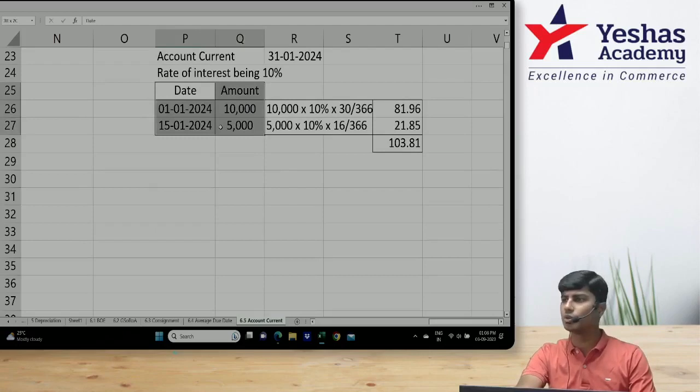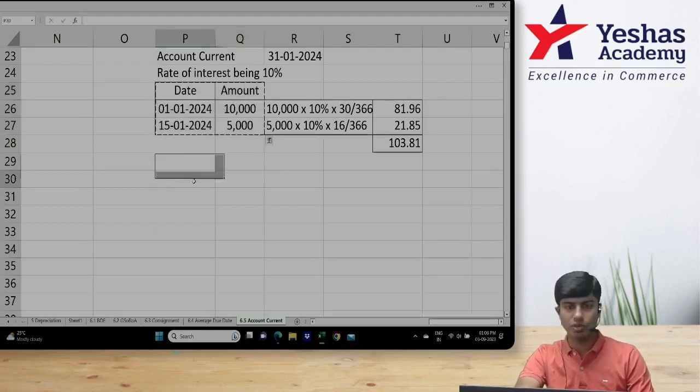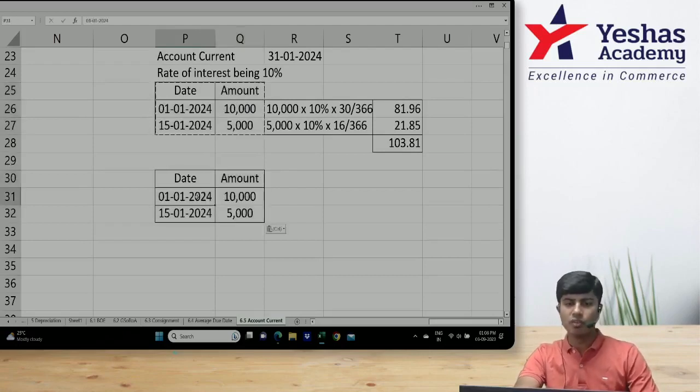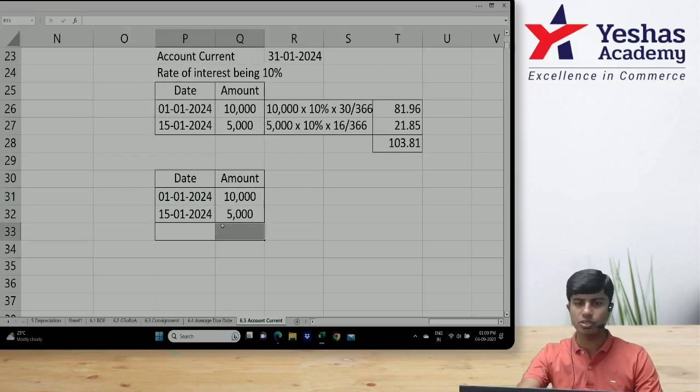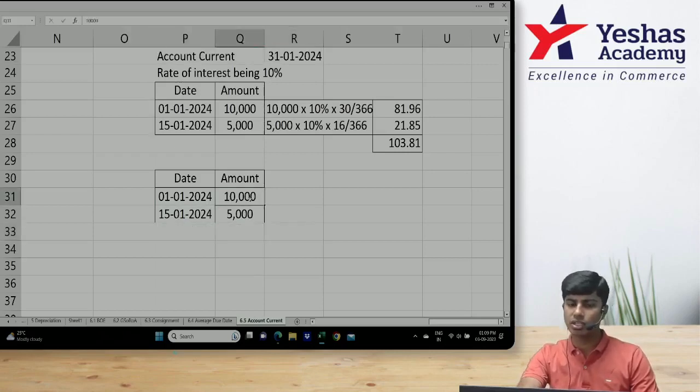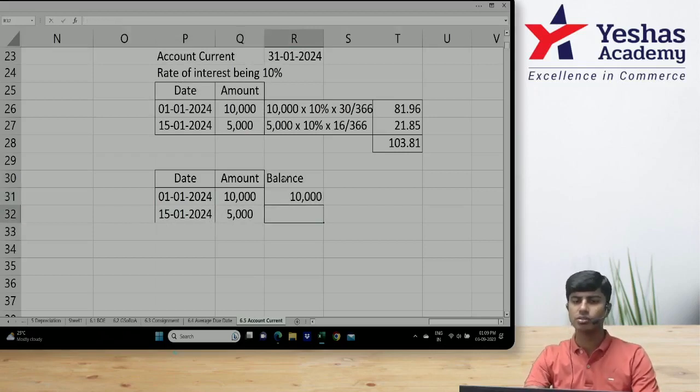Shall I tell you what the other way is? Let me tell you. On 1st of January, what is the balance? 10,000. On 1st of January the balance is 10,000, and the balance will remain 10,000 till 15th of January. I will draw one more column here and write balance. The balance is 10,000. Here it will become 15,000. Do you agree with me?